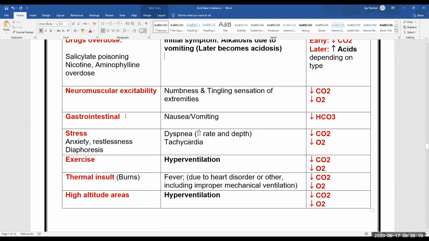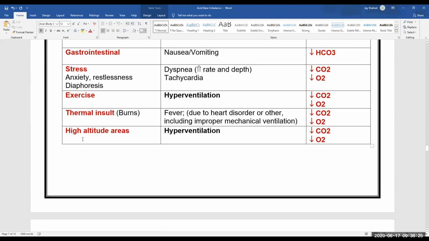All right, so this again is very straightforward. The only thing I want you to remember is high altitude also causes you to hyperventilate. So when you do that, again, you decrease these things here. But here you decrease both, not only the CO2, because you're not breathing enough oxygen when you're up there. So you need to remember that.